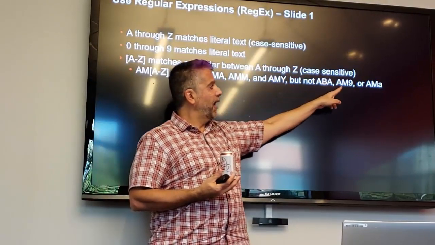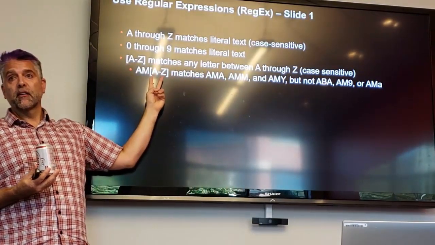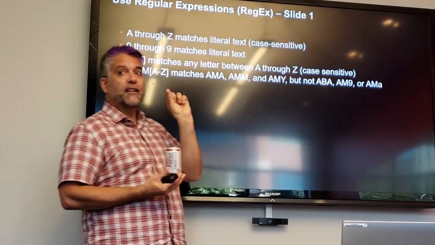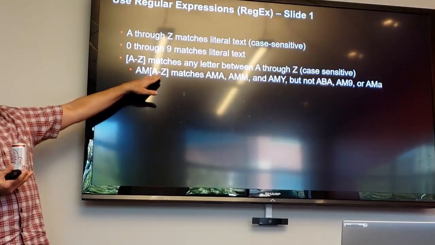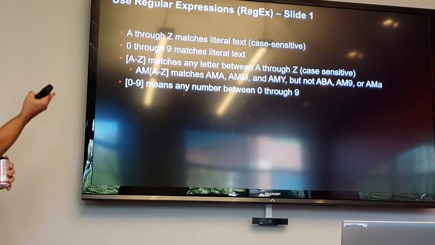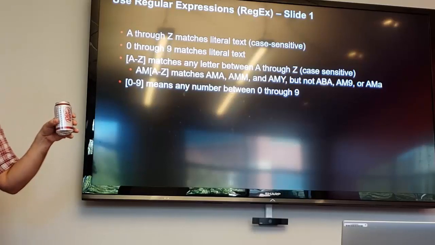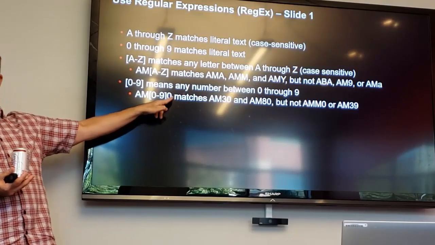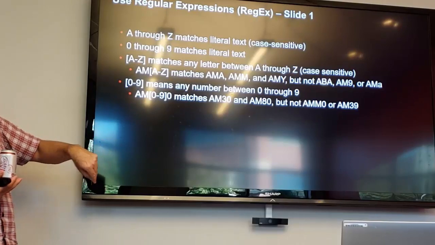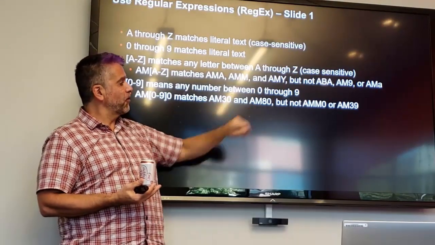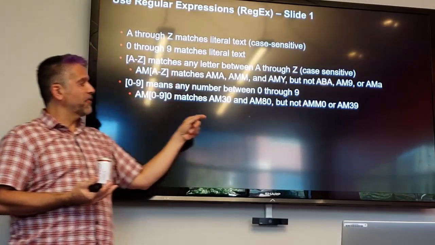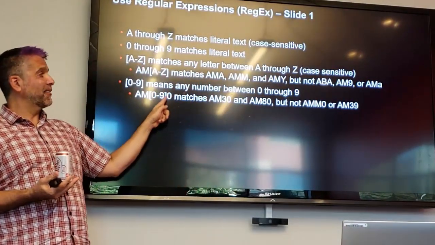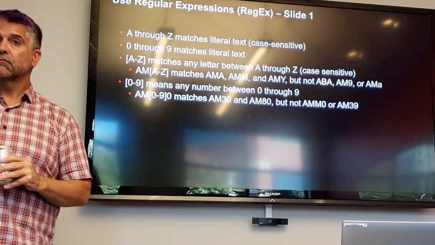And it also would not match AM9, because this needs to be some sort of a letter. And it also won't match lowercase, because it treats it case sensitive. So these have to be capital A through Z, interestingly enough. Very similarly, this would represent any number from 0 to 9, any number. So for example, AM with this followed by a 0 would match AM30, AM80, but not AMM0 because that third character has to be some sort of a number. Or AM39, because the last number has to be a 0. We good so far? Yes.